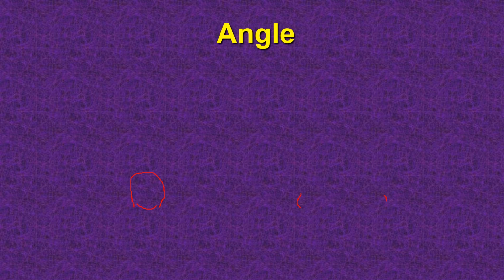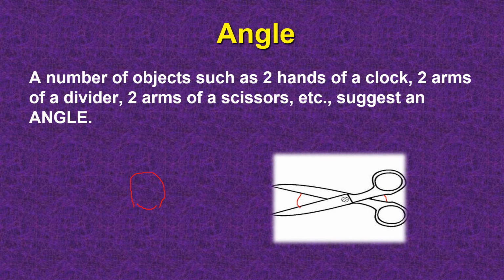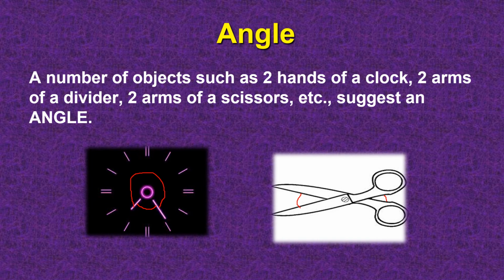But before that, if you look around in our environment, then you will see a number of objects such as two hands of a clock or two arms of a divider or two arms of a scissor, they all suggest an angle. Like in these two figures, you can see that here an acute angle is formed and here an obtuse angle is formed. In a scissor also, here one angle is formed and this side also another angle is formed.